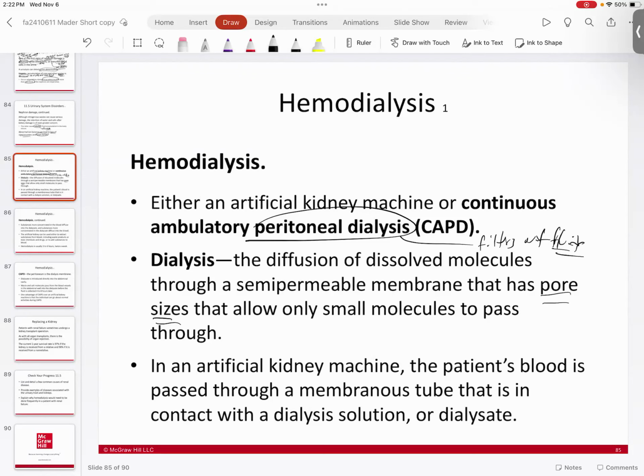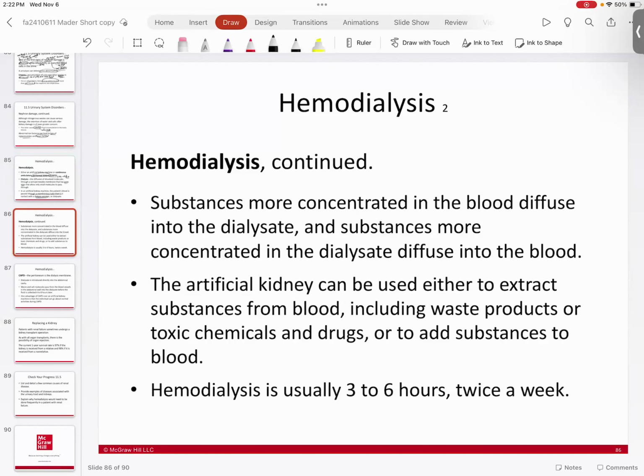A kidney machine essentially is going to take the patient's blood and pass it through the machine, a membranous tube, basically. And then it's going to be in contact with a dialysis solution called the dialysate. That's going to allow you to transfer, or to dialyze, the fluids. So you pull some of the waste out and you add a little bit of the fluids back in, and then that can go back into the patient itself.